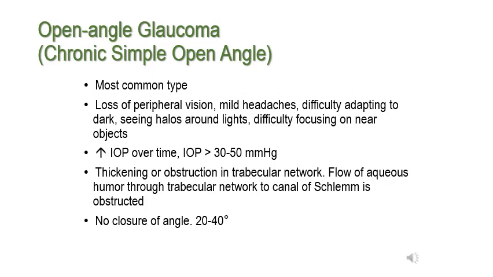Over time, with that increased intraocular pressure, there is going to be continual damage and hypoxia to the retina and to the nerves. There's also going to be thickening or obstruction of the trabecular network, so that flow of the aqueous humor is obstructed or decreased. Again, remember, in open angle glaucoma, the angle is still open. So there is no closure of that angle, and you still have that 20 to 40 degrees. It might be narrowed, but it's not totally closed.